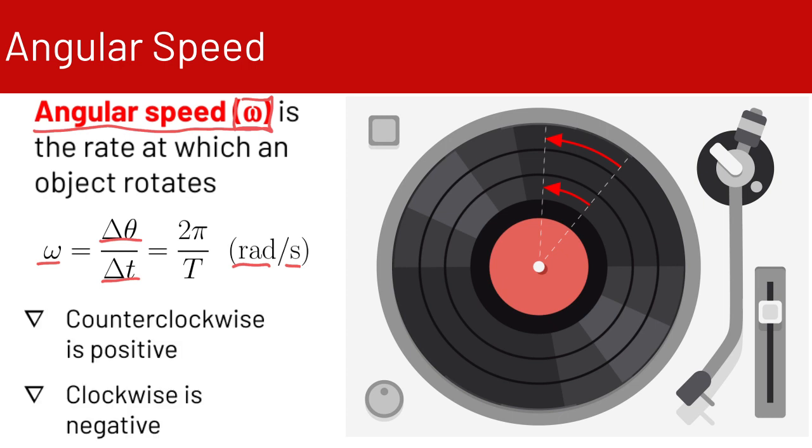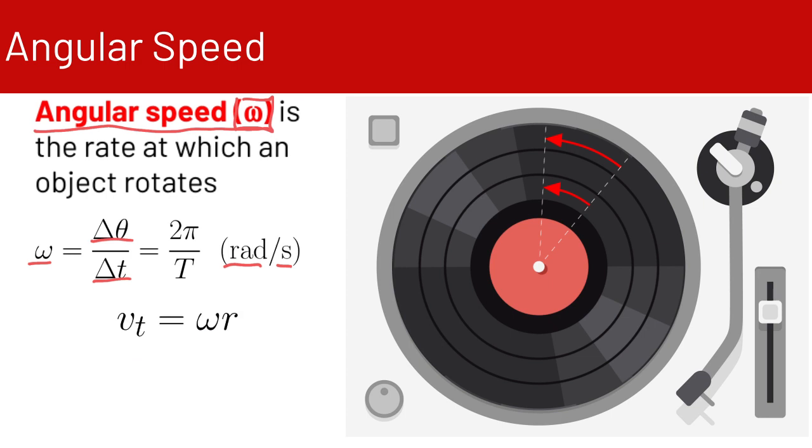So when we discuss revolutions or we discuss something spinning around, we're going to say that counterclockwise is positive and clockwise is negative. So just like we say that something moving to the right is positive and to the left is negative, something moving counterclockwise is positive and something moving clockwise is negative.